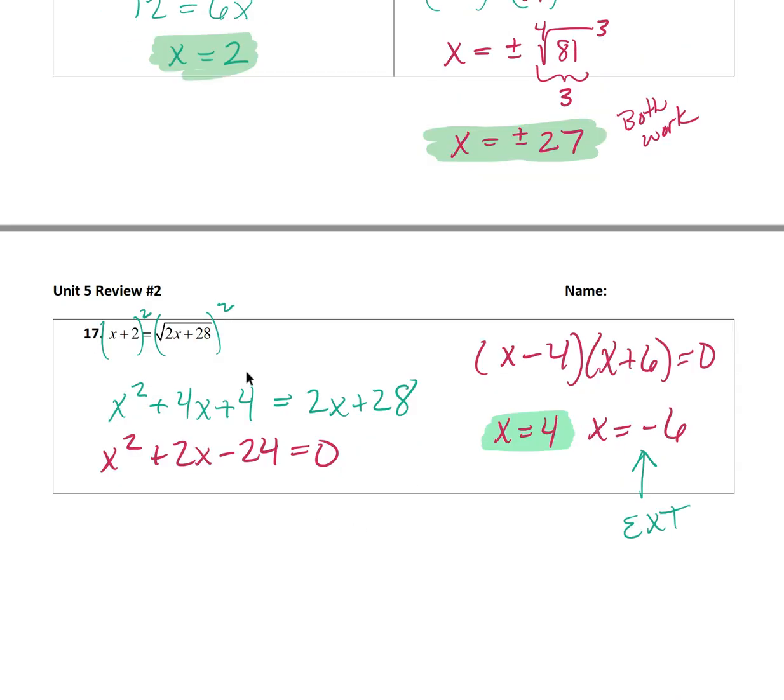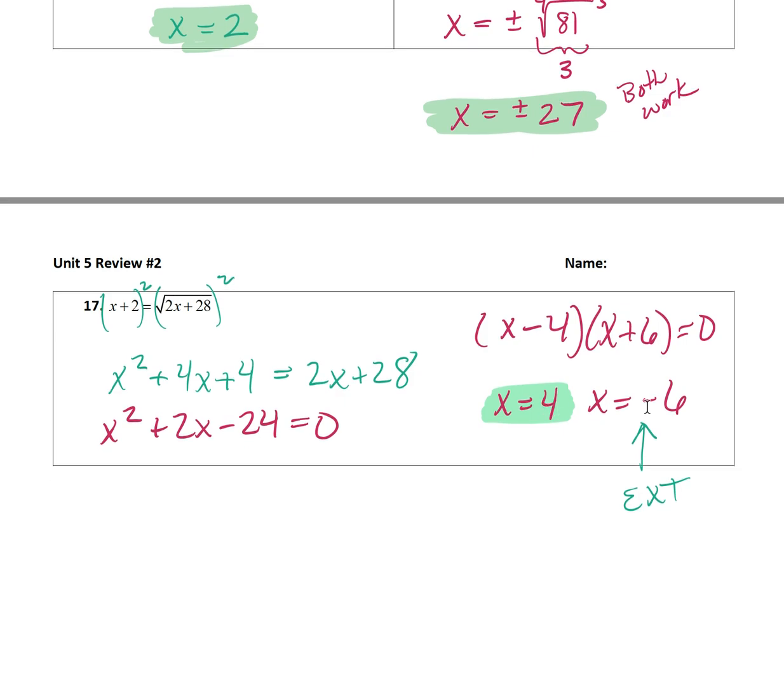And the last one, we're just going to square both sides. And again, you squared both sides, so you do have to check the fact that both answers work. And in this case, the 4 works and the -6 does not work. So we cross it out and label it extraneous.